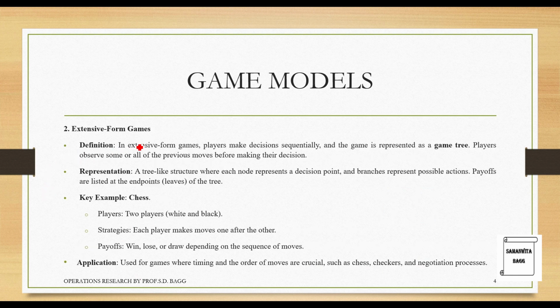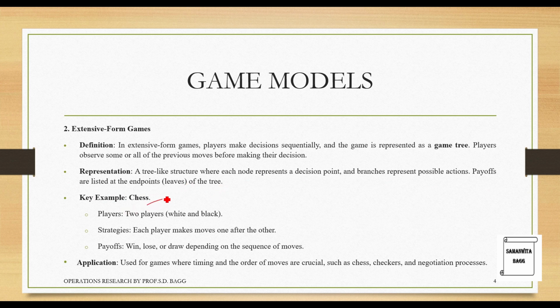Next is extensive form games. Definition: in extensive form games, players make decisions sequentially and the game is represented as a game tree. Players observe some or all of the previous moves before making their decision. Representation: a tree-like structure where each node represents a decision point and branches represent possible actions. Payoffs are listed at the endpoints, the leaves of the tree.